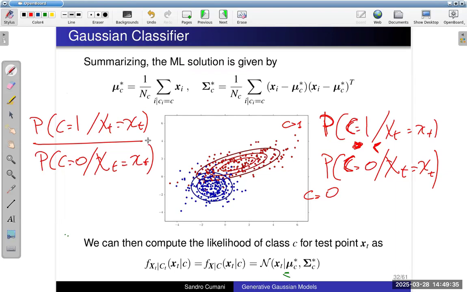Now, if this ratio is larger than 1, it means that class 1 has a higher probability than class 0. If this ratio is lower than 1, then I will say that the point is from class 0.